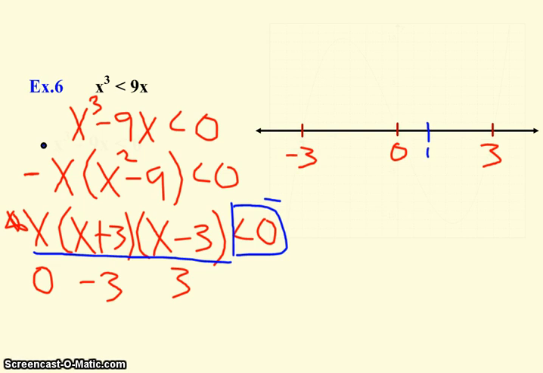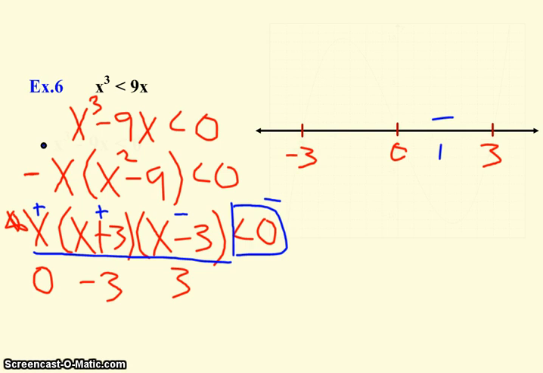1 is pretty simple to work with, right? If you put a 1 in here, you're going to get positive. 1 plus 3 is 4, positive. 1 minus 3 is -2, negative. Positive times positive is positive, times negative is negative. This area checks out. So by testing my 1, this area became negative.